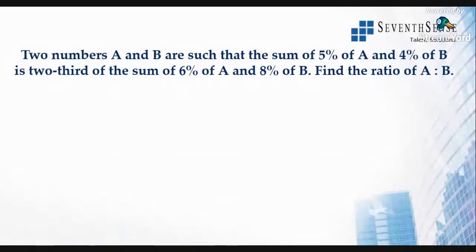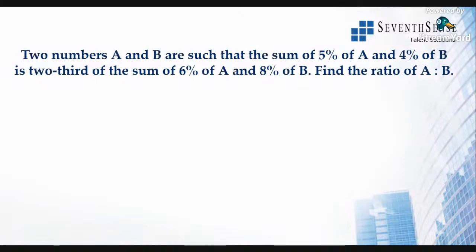two numbers A and B are such that the sum of 5% of A and 4% of B is 2/3 of the sum of 6% of A and 8% of B. They are asking to find the ratio of A is to B.